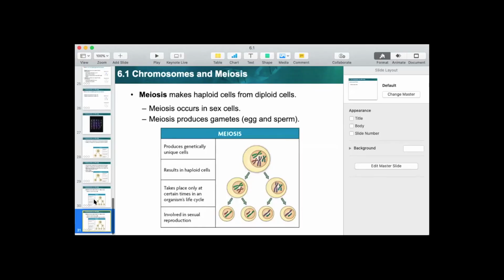Okay, that is it for 6.1. For homework, let's see what page that's on. It's on page 161. Questions 1 through 6 on 161.